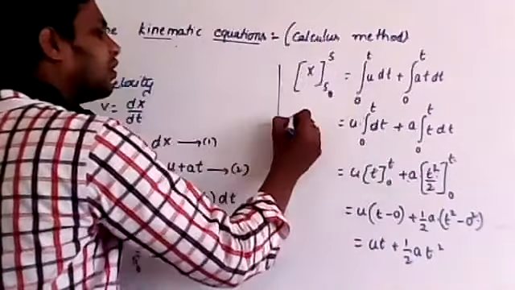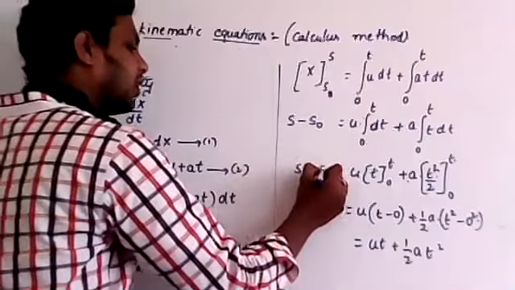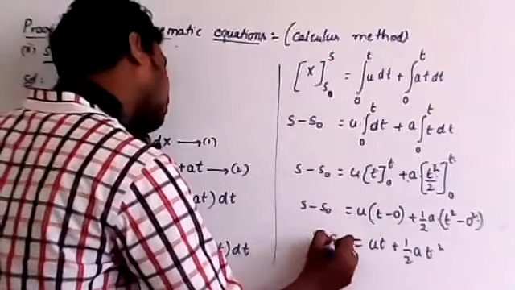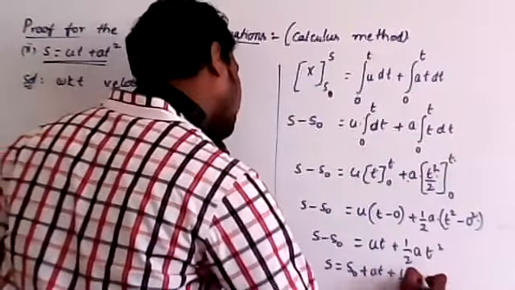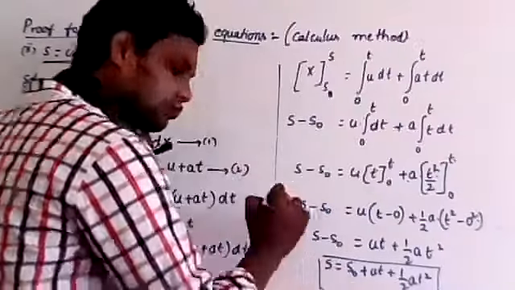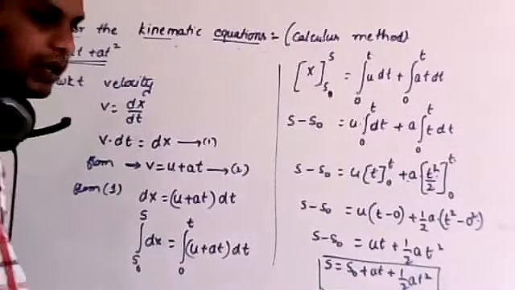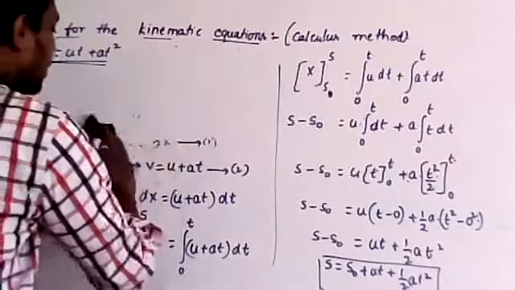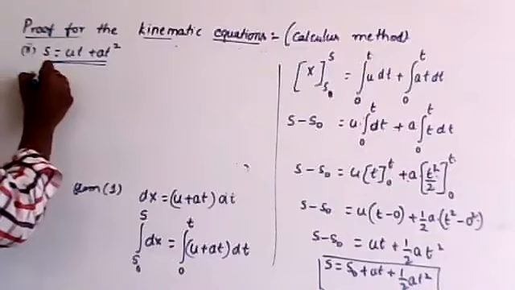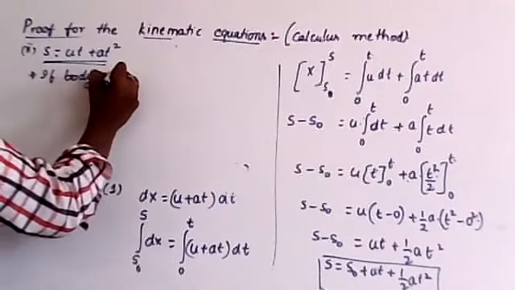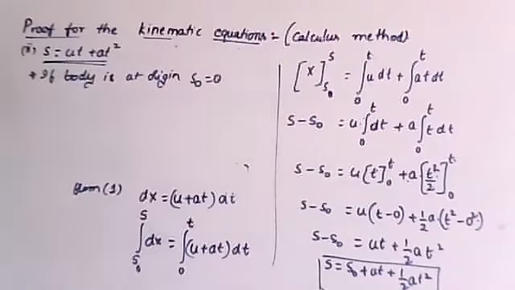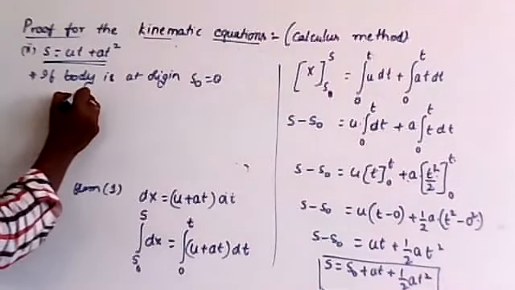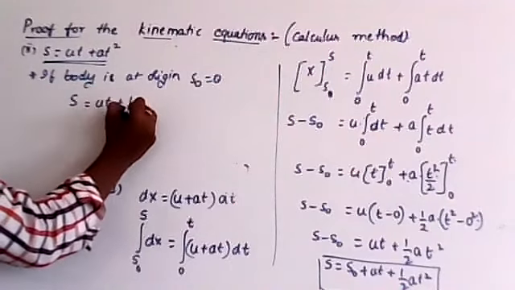Now if you substitute this value here, then you will get s minus s naught. Now s is equal to s naught plus ut plus half a t square. Now for example, if initially the body is at the origin, s naught equal to 0. If s naught is equal to 0, then s is equal to ut plus half a t square.